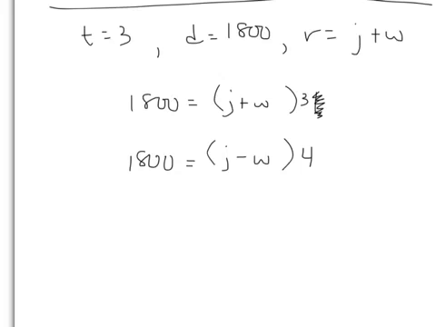We end up getting 600 equals J plus W, and 450 equals J minus W. Okay? So again, in both of these scenarios, divide by that number. Why did I do that? Who can now see why I did that? What makes that useful in this problem?